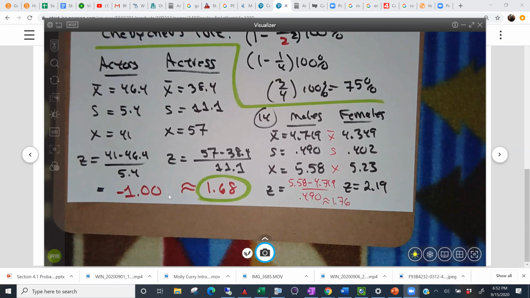Does that help? Yes, thank you. You're welcome. Thank you. Okay, that does it for section 3.3.